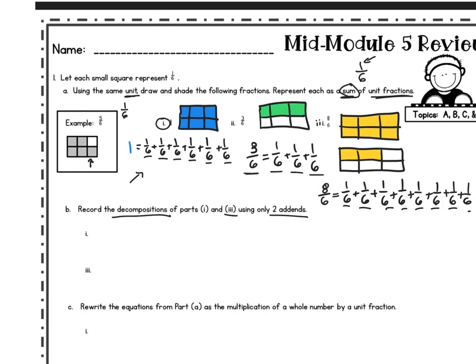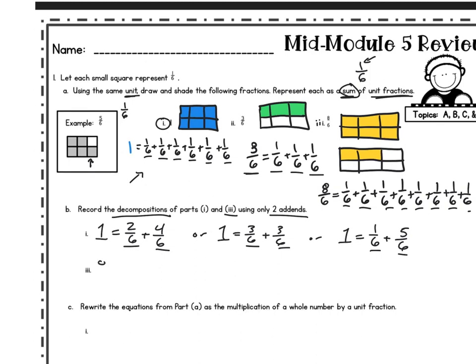So for part 1, we had 1 whole. So in this case, we could say 1 whole equals 2/6 plus 4/6. So there's 1 and 2 add-ins. Or we can say 1 whole equals 3/6 plus 3/6. There's 2 add-ins there. Or we can say 1 whole equals 1/6 plus 5/6. All of these are ways we can show the decomposition of 1 whole with only 2 add-ins.